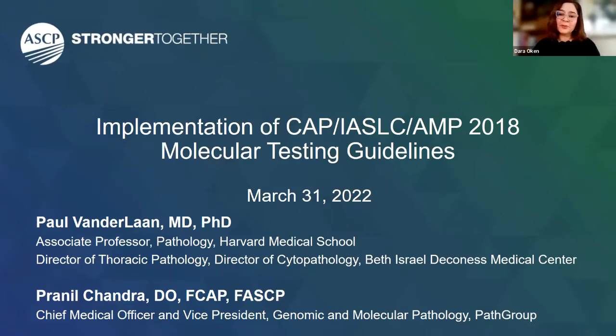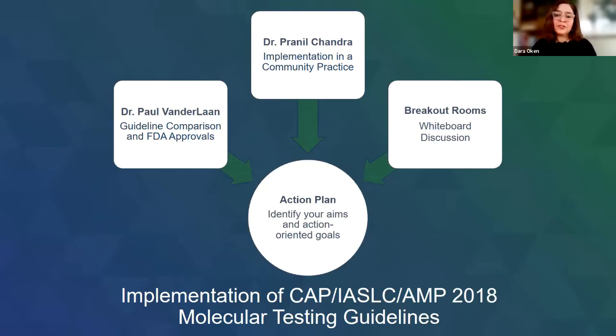Today we will hear from Dr. Paul Vanderlyn, Associate Professor of Pathology at Harvard Medical School and Director of both Thoracic Pathology and Cytopathology at Beth Israel Deaconess Medical Center, and Dr. Praneel Chandra, Chief Medical Officer and Vice President of Genomic and Molecular Pathology at Path Group. First, Dr. Vanderlyn will share considerations regarding the guidelines, CAP, IASLC AMP compared with NCCN in the context of the rapidly changing testing landscape with updated FDA approvals.